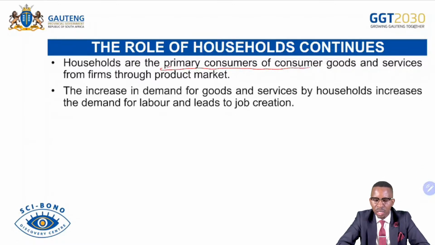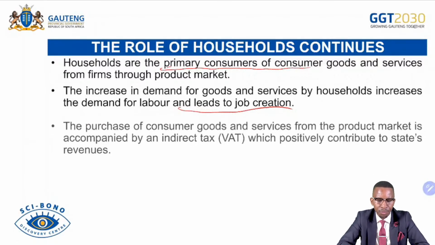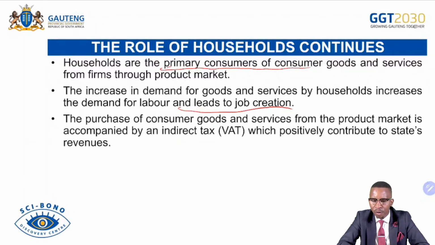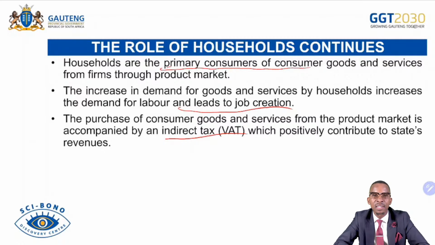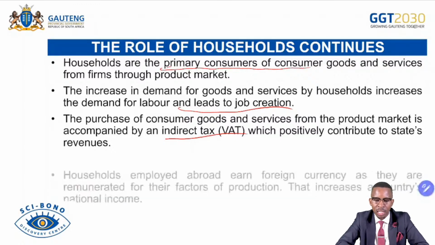The increase in demand for goods and services by households increases the demand for labor and leads to job creation. We know that if consumers are demanding more goods and services, that will lead to firms having to demand more labor, so they will be employing more workers, which will lead to further growth in the economy because those people that have just been employed by firms will be earning income and demanding goods and services even further. The purchase of consumer goods and services from the product market is accompanied by an indirect tax called the value-added tax. Remember, this taxation is very important because it contributes to the state revenues that can be used to ensure improvement of wellness in the economy as well as the society.